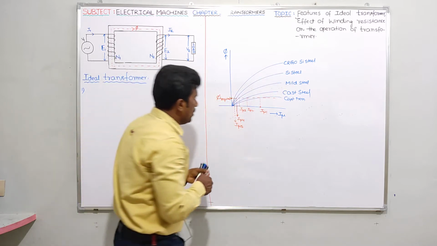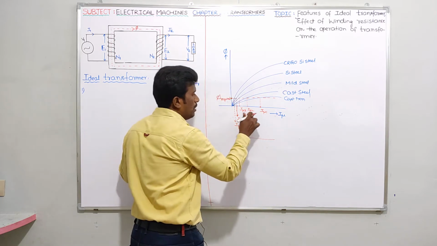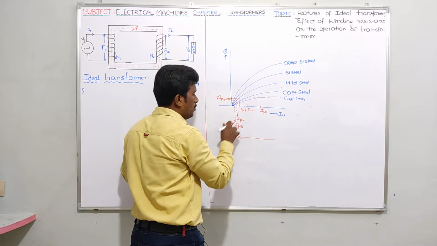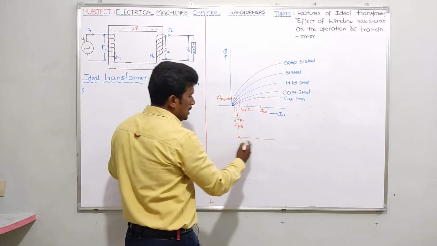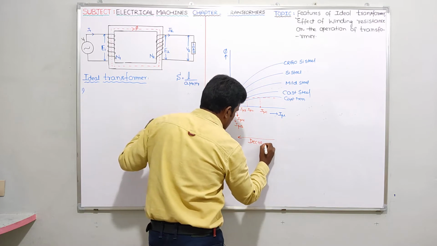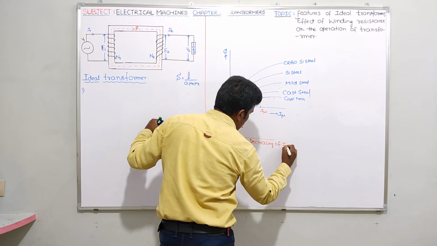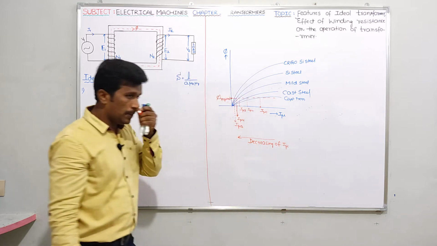So please try to observe guys, if you come from right side to left side like this, I_mu1 to I_mu2 to I_mu3 to I_mu4 to I_mu5, if you are coming like this from right to left, this is the direction of what? Decreasing of what I can say? Decreasing of I_mu value.